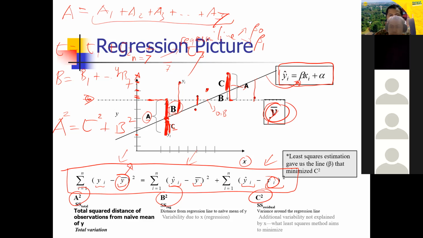Sir, berarti to summarize, yang B itu garis yang tebal ke garis yang putus-putus. Habis itu yang C itu titik ke garis yang tebal, sir, gitu. Iya, iya. Oke, oke.